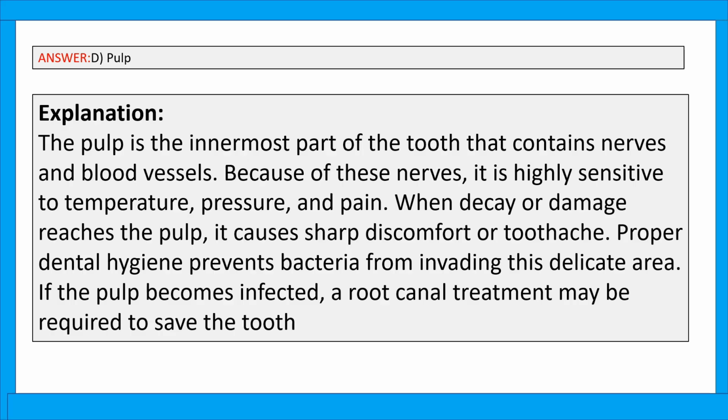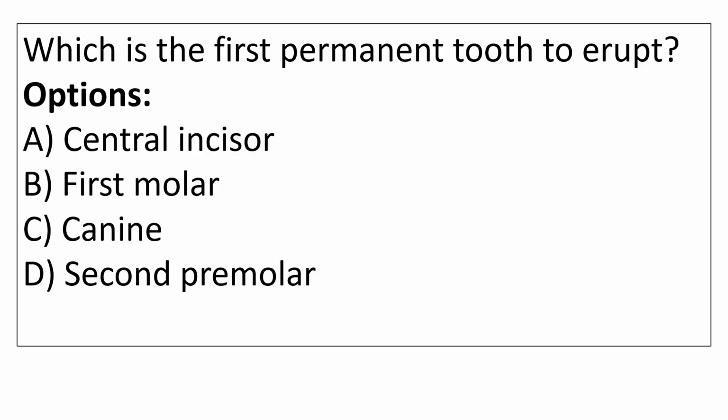Which is the first permanent tooth to erupt? Option A, central incisor. Option B, first molar. Option C, canine. Option D, second premolar. The right answer is first molar.